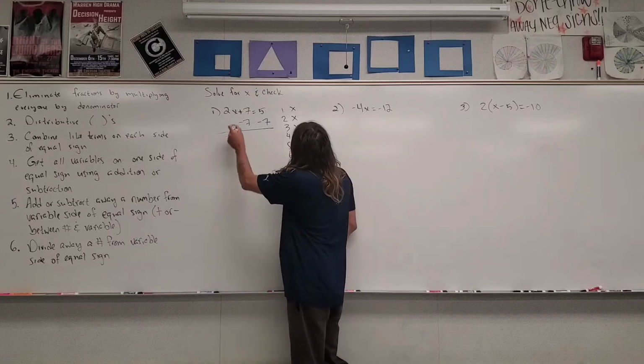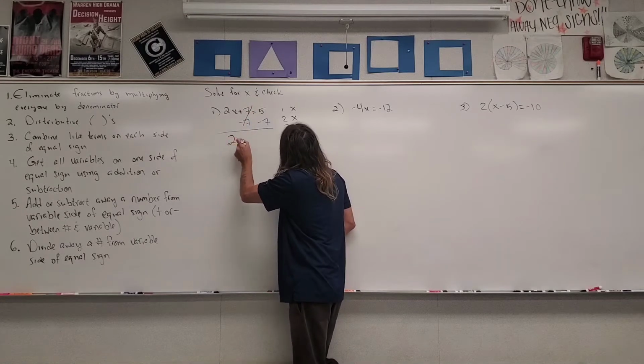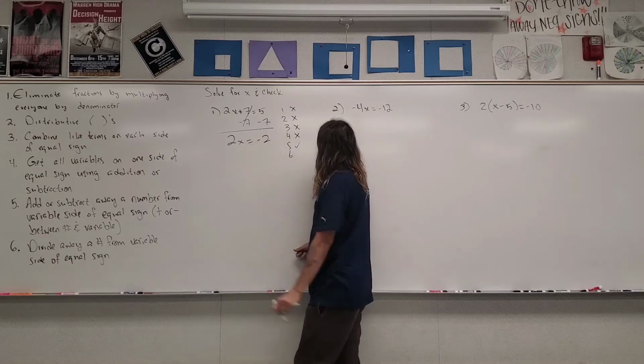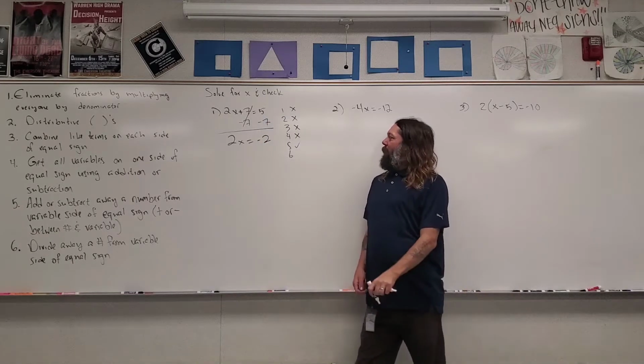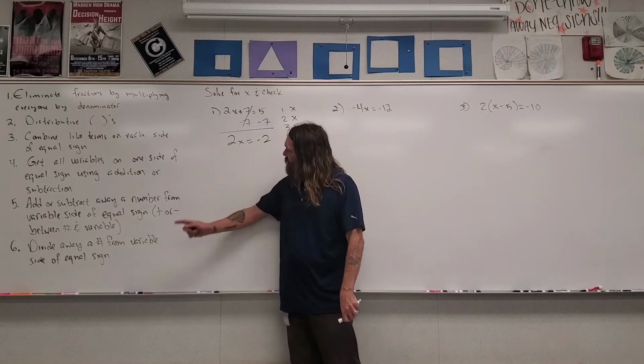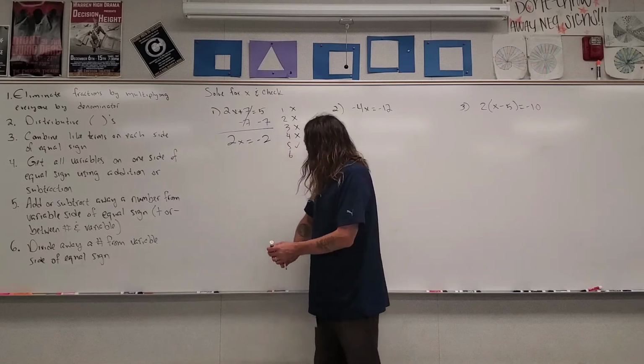The 7s on the left cancel out. I'm left with a 2x. And if I have 5, I owe 7. That means that I owe 2. I owe more than I have. All right, step 6. I know that I have to do step 6 because there's still a number with a variable, and that's the number I'm going to have to divide away.